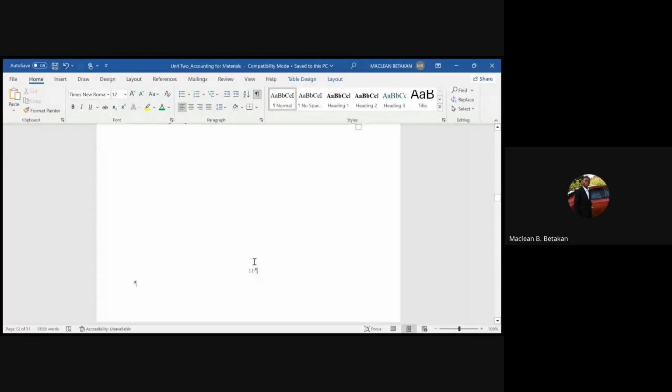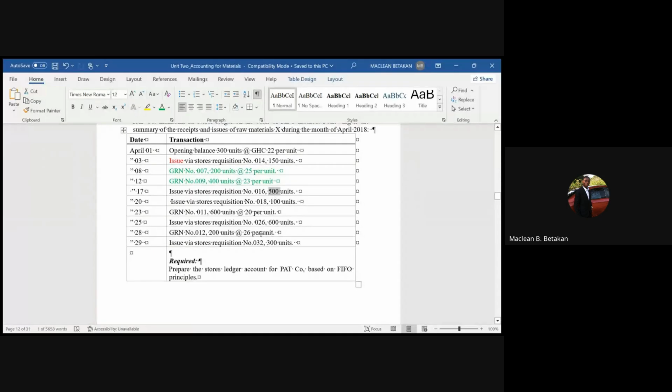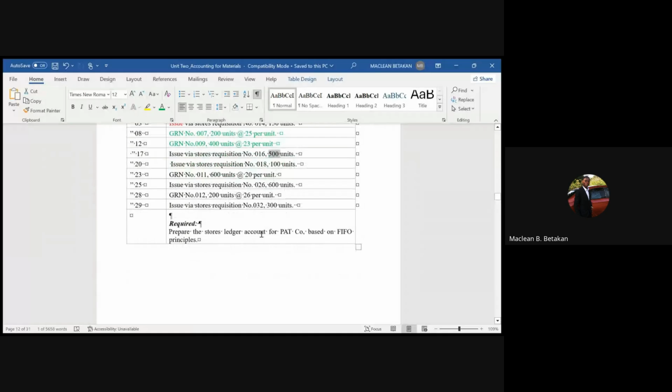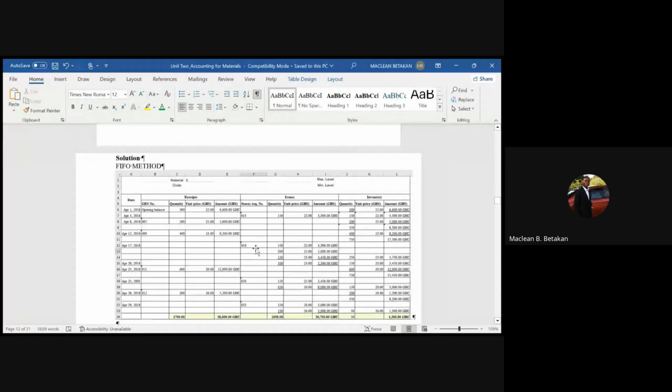So let's see what happened next. The next was an issue on the 17th. We issue 500. Remember, we have 750, so we can issue 500. But this 500, we need to use the FIFO method, first in, first out, to issue. So critically, you have to be careful here, because the prices are different. Have we finished issuing the opening inventory? We only issued 150 out of 300. How much was left? 150 was left.